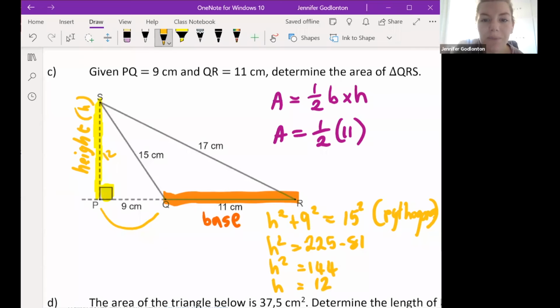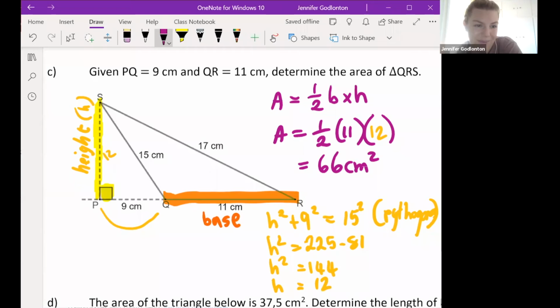And then we get to just pop that into our top formula. So now we know that our height is 12. Then we can calculate that on our calculator and we will get 66 centimeters squared. If you said PS instead of H, that's totally fine. Totally, totally fine.